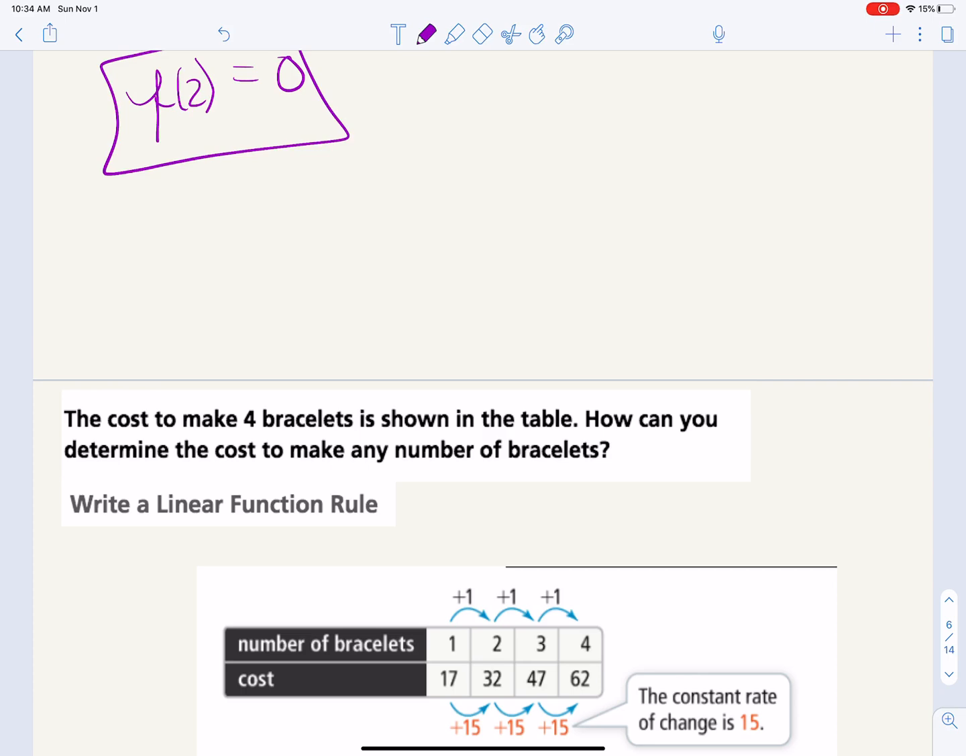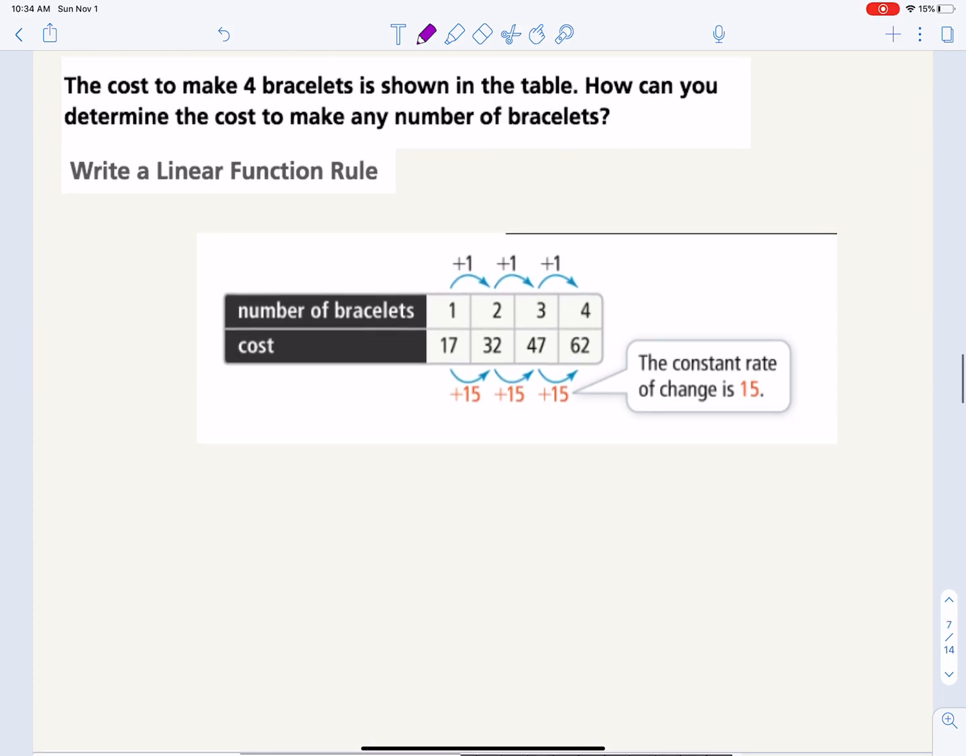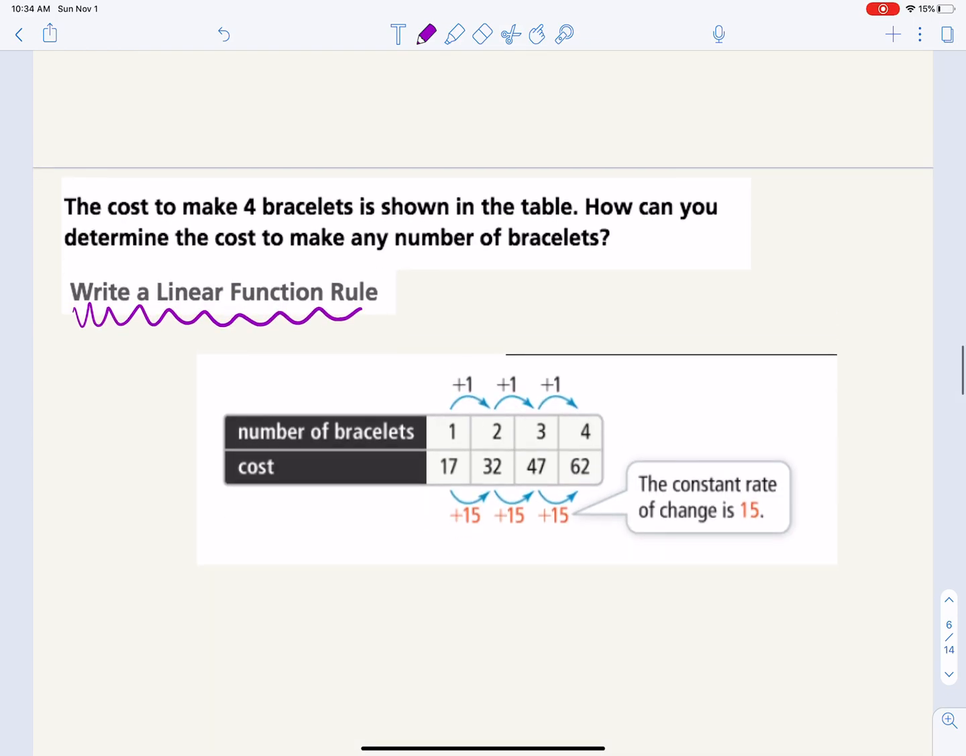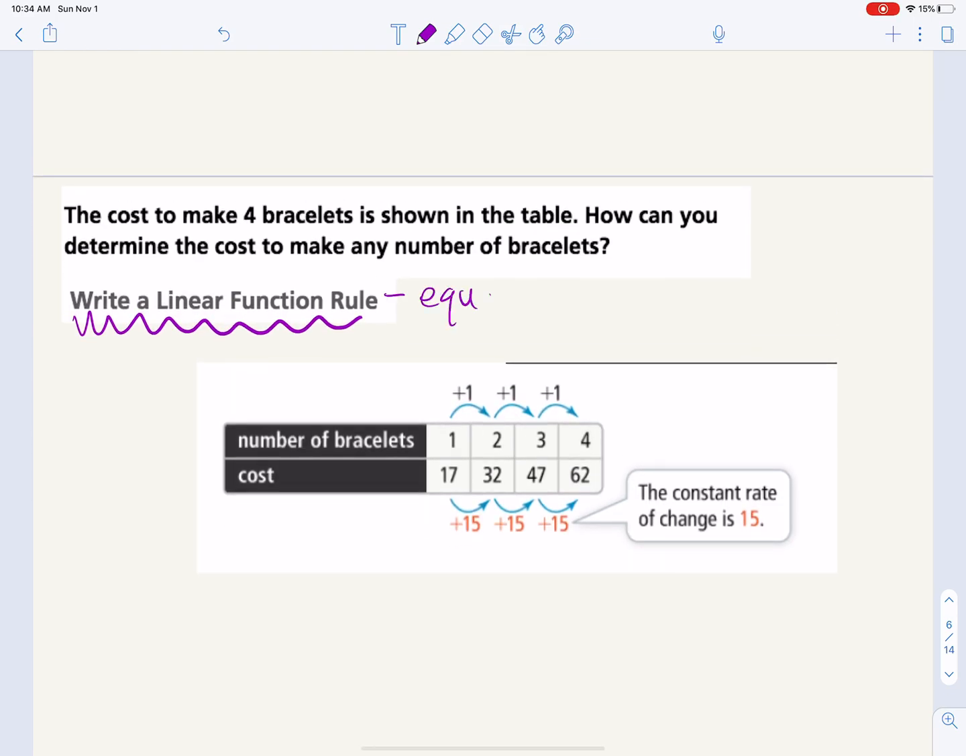All right, now what we're going to look at is our tables. And looking at the tables, we're going to take those tables and write them into function notation rules. A rule is an equation. So simply, they want us to look at this table below and write an equation, which is mx plus b. So we're going to put an equation in slope-intercept form.